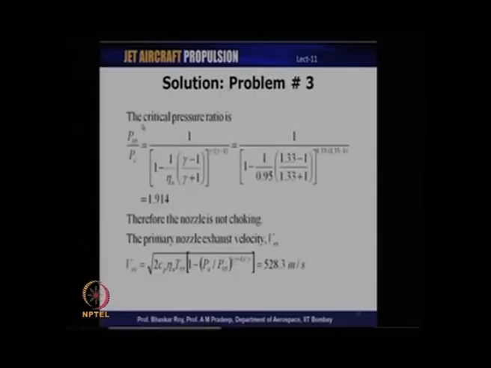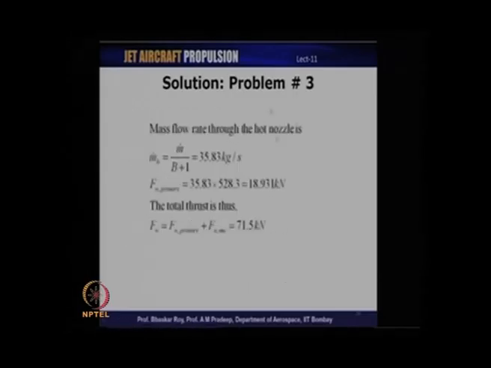The critical pressure ratio for this nozzle is different from that of the secondary nozzle, because gamma is different here. Gamma is 1.33. Critical pressure ratio is actually 1.914. So, we find that since the pressure ratio is less than the critical pressure ratio, this nozzle is also not choking. So, we proceed to find out the exhaust velocity here in the same manner as we calculated for the secondary nozzle, and that we get 528.3 meters per second.